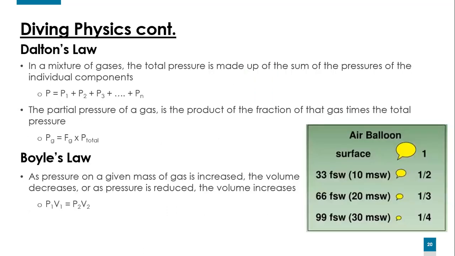Now we'll look at Dalton's law. In a mixture of gases, the total pressure is made up of the sum of the pressures of the individual components. And that formula is stated: P total pressure is equal to the partial pressure of the first gas plus the partial pressure of the second gas plus the partial pressure of the third gas out to the partial pressure of the nth gas. Another way to calculate that formula is the partial pressure of the gas is equal to the fraction of that gas times the total pressure.